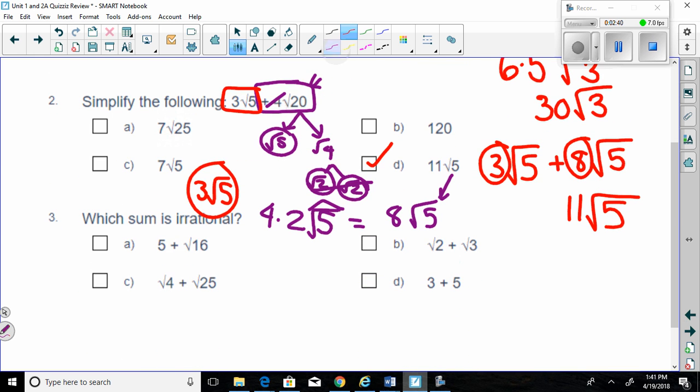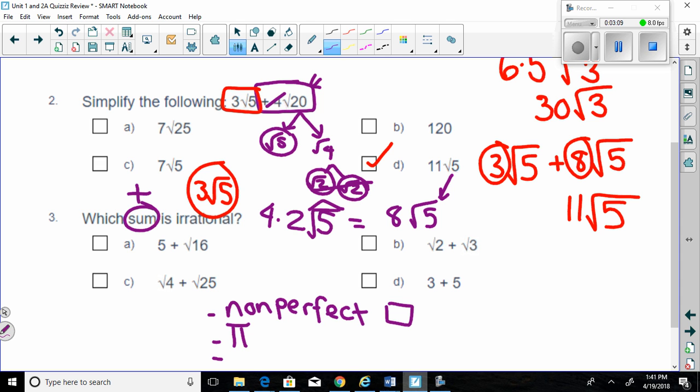What does sum mean? Adding, right? So we know we're adding. And an irrational number is a number that can't be turned into a fraction. So that's a number, either a non-perfect square. So maybe I'll put some words up here. A non-perfect square. So anything that's in a square root that doesn't have a whole number out. Like what's the square root of 25? That's a perfect square. So only if it's non-perfect square, if it's like pi, or if it's a non-terminating decimal. So it's a number that goes on forever and ever and doesn't repeat. So if you were to type radical 2 in your calculator, it would go on forever and ever.